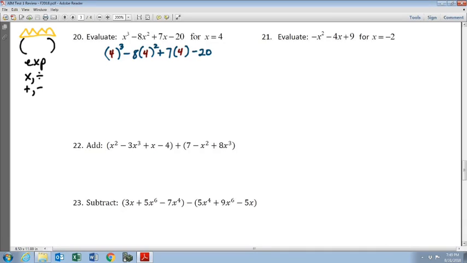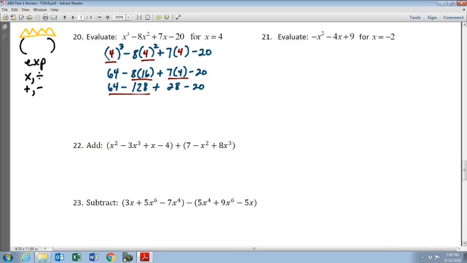So as you look at number 20, the first thing we want to do here is take care of our exponents. So 4 cubed, and then we also have 4 squared. So we're going to have 64 when we cube 4, minus 8 times 4 squared, which is 16. And let me just write the rest of that row. And now we've got a couple of multiplications. That's going to be our next priority. So we've got 64 minus, that's going to be 128. 7 times 4, that's 28. Let's bring down the minus 20.